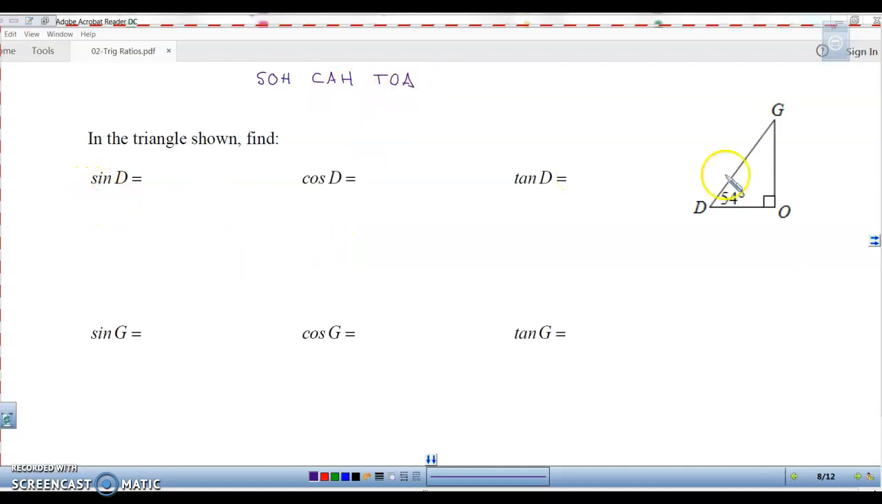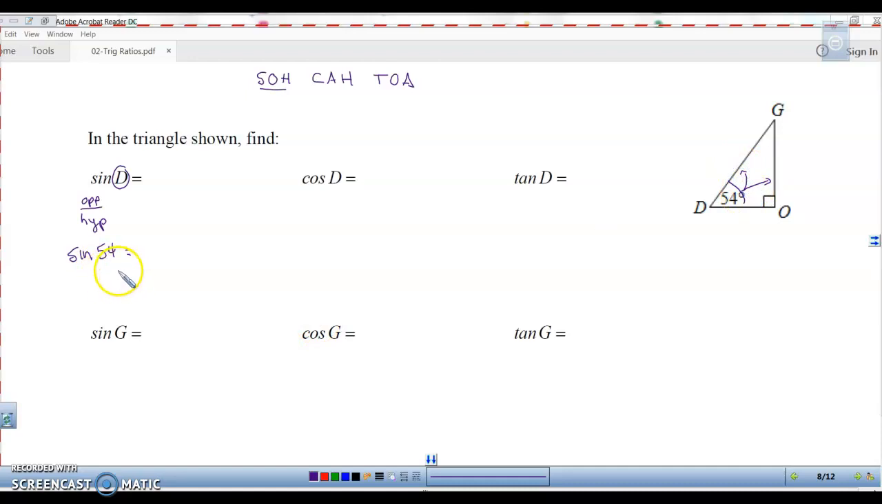Okay, so if I have in this triangle over here, I want to find the sine of D. Sine is opposite over hypotenuse. So working from what angle? You're looking from angle D. Angle D is 54. So we are looking at the sine of 54. So if I go opposite, over there is going to be OG, and the hypotenuse would be DG. That would be your ratio.